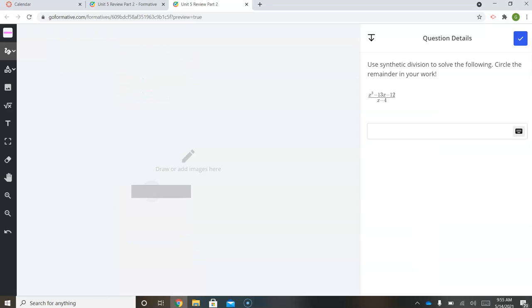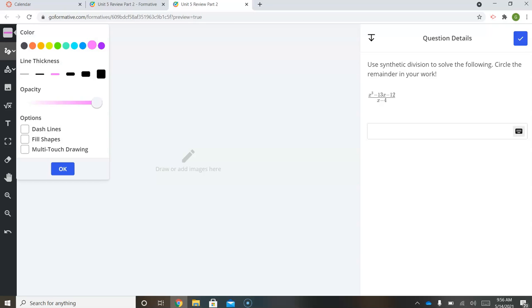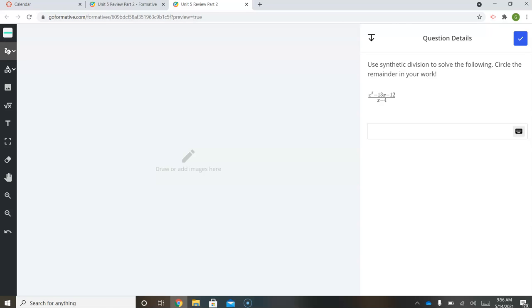Number 2. We have x cubed minus 13x minus 12 divided by x minus 4, but it says use synthetic. So now I'm going to take you through synthetic division. Synthetic division is the one where you set up the box and we use all coefficients. So when we set up the box, we have to remember that this is the factor. X minus 4 is the factor. So you have to use the opposite sign. In synthetic, that's the only time you do this. So 4 is what we put in the box, even though the factor was x minus 4.